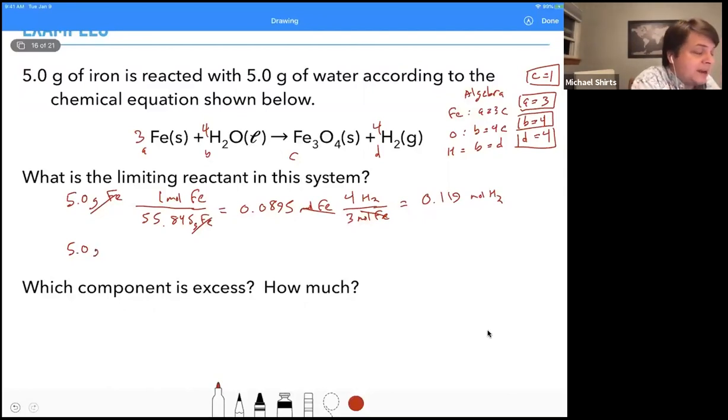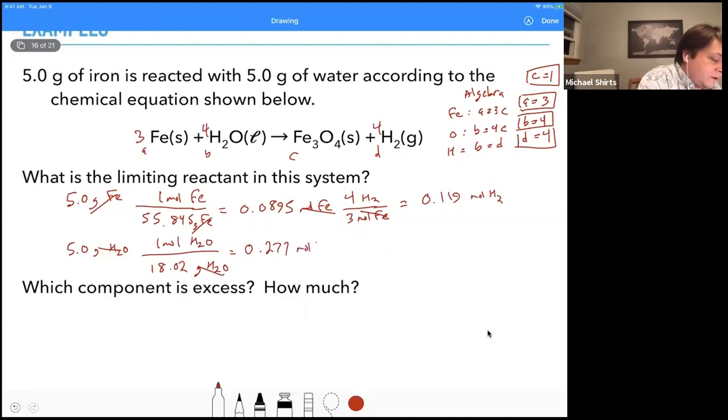If the water is limiting and the iron is excess, how much hydrogen would be produced in that case? So 5 grams H2O, and we won't calculate the molar mass. You know how to do it. 18.02 grams of H2O over 1 mole H2O. Grams of H2O cancel. We get 0.277 mole H2O.